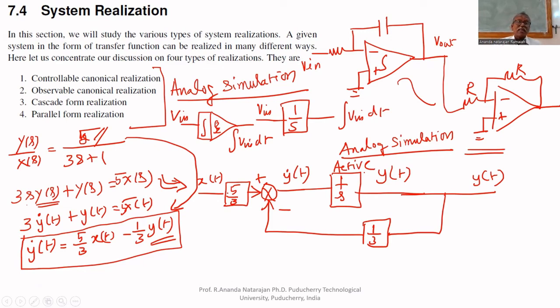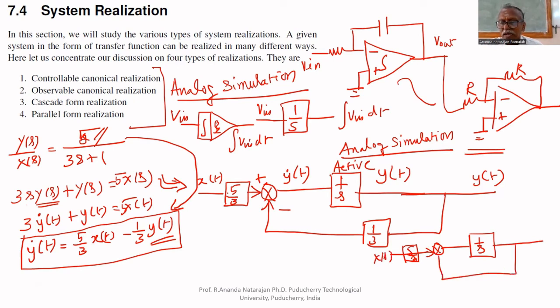Now in MATLAB, this 1 by s block is available. If you want to simulate in MATLAB, take the 1 by s block. Then you can simulate this 5 by 3; a constant block is available. So you can give x of s. You can take feedback and give it here. The feedback is multiplied by 1 by 3. You will get y of t. So this can be simulated in MATLAB also. Analog simulation you can do in MATLAB also. You have to select 1 by s.